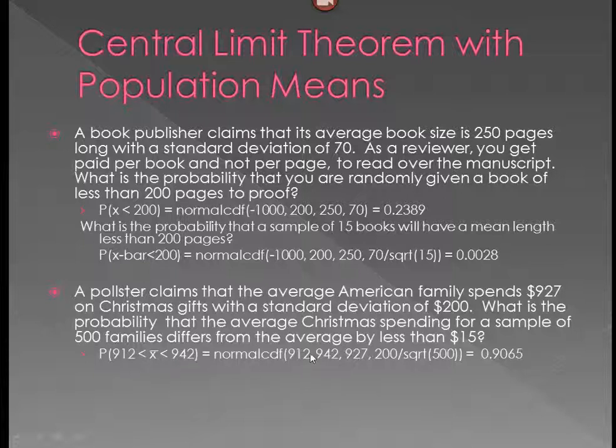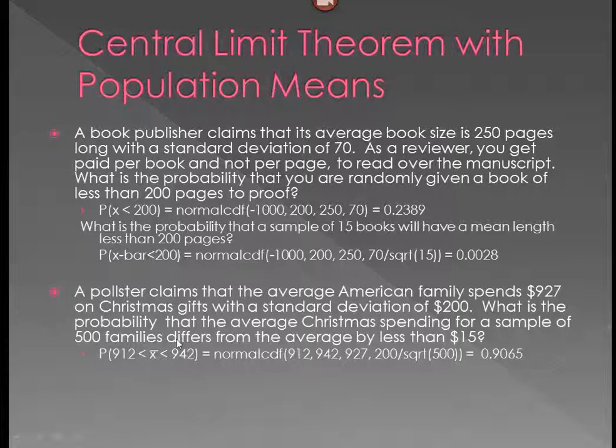So we put these two numbers, we put the mean of the population, and then we take the standard deviation divided by the square root of 500. And we see that about 90.65% or 0.9065 will differ from 927 by an average of less than $15.